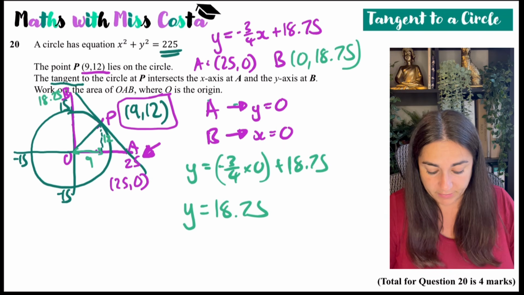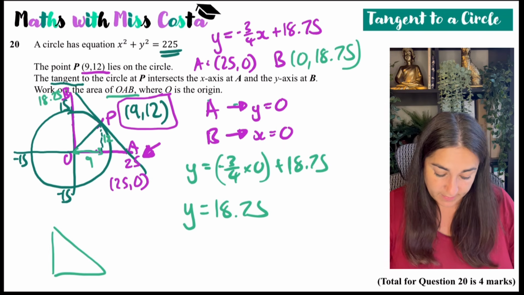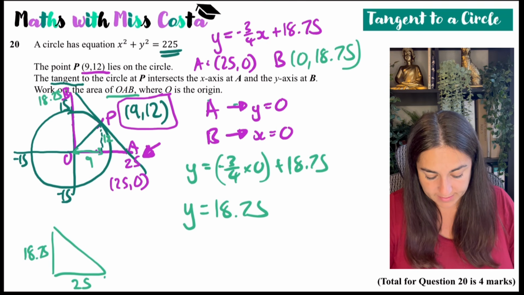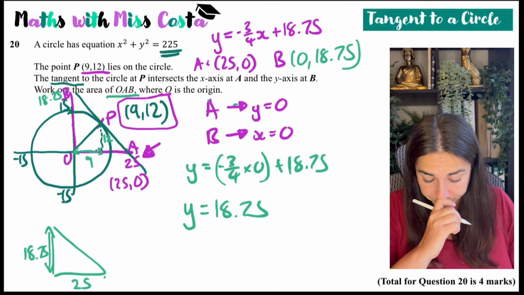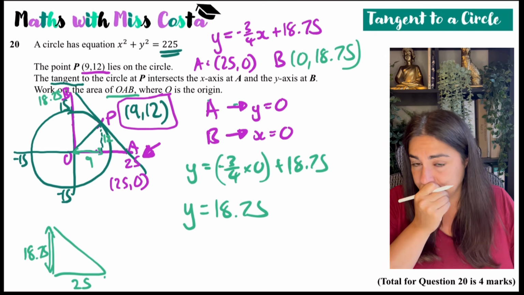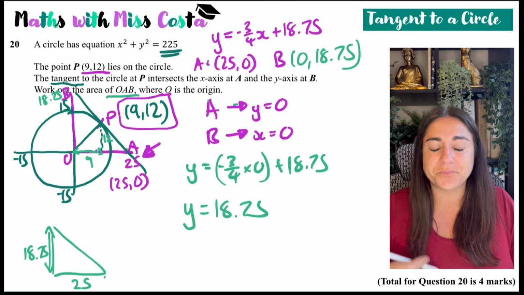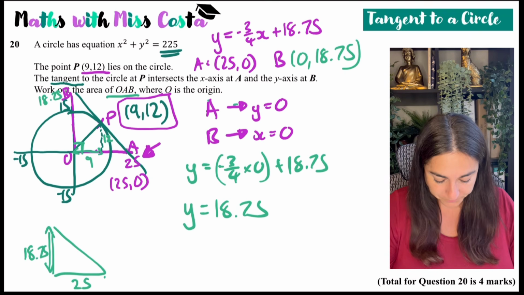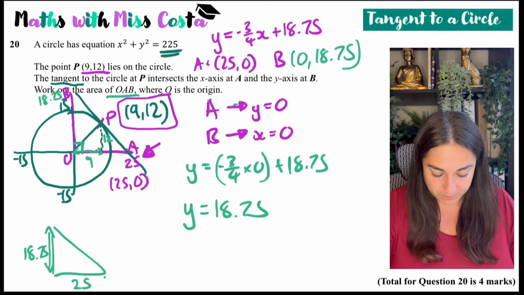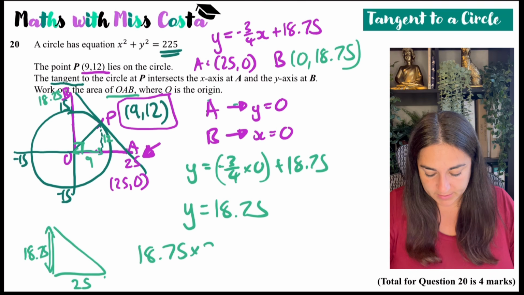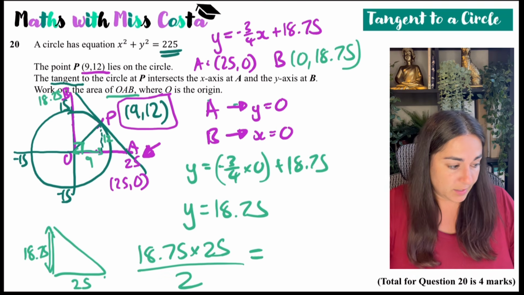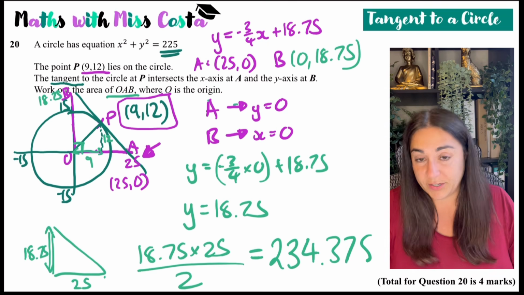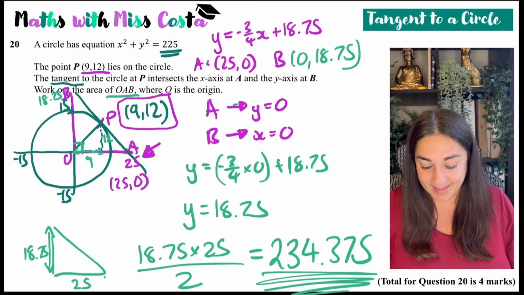Now I need to work out the area OAB. So just imagine this. It's along the x-axis. So this has a length of 25 and this will have a length of 18.75 because it starts from 0. It's a right angle triangle because you know that this is the origin. So we're just going to do 18.75 times 25 divided by 2, which gives you 234.375. We don't have units, so we just leave it like that.